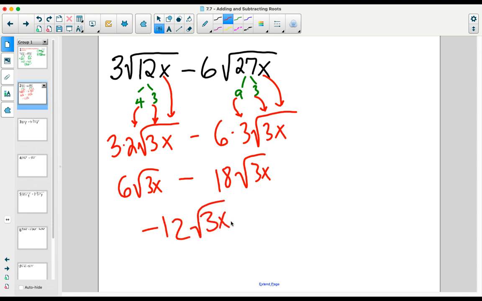We need the index to match, and we need the radicand to match. The index matching is easy. We're going to see that right from the jump. We're going to know right away if our indices are going to match. The radicand is where we're going to have to do most of our work.